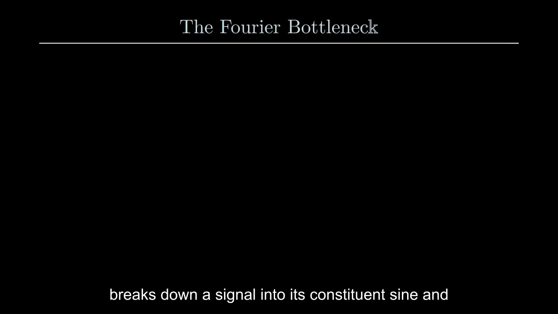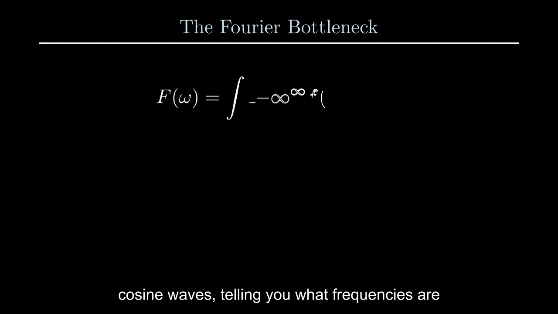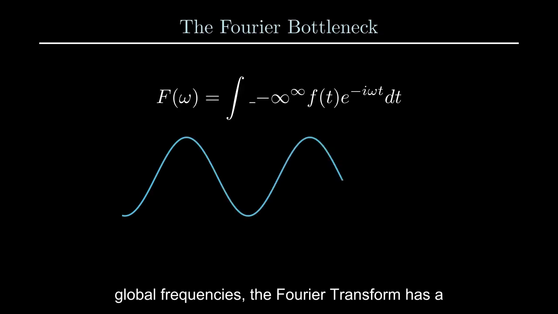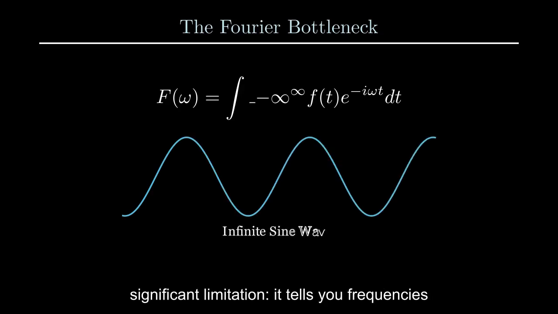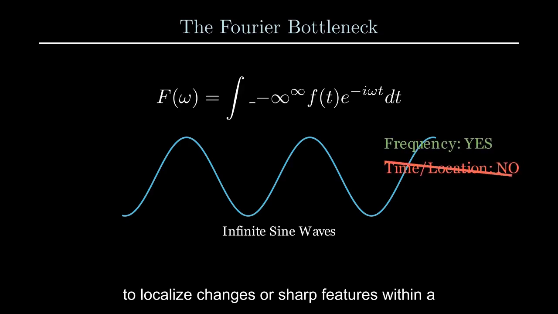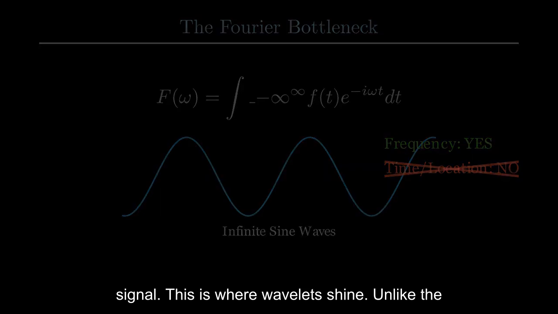For decades, engineers relied on techniques like the Fourier Transform. It breaks down a signal into its constituent sine and cosine waves, telling you what frequencies are present. While revolutionary for understanding global frequencies, the Fourier Transform has a significant limitation: it tells you frequencies exist, but not when they occur. This means it struggles to localize changes or sharp features within a signal. This is where wavelets shine.